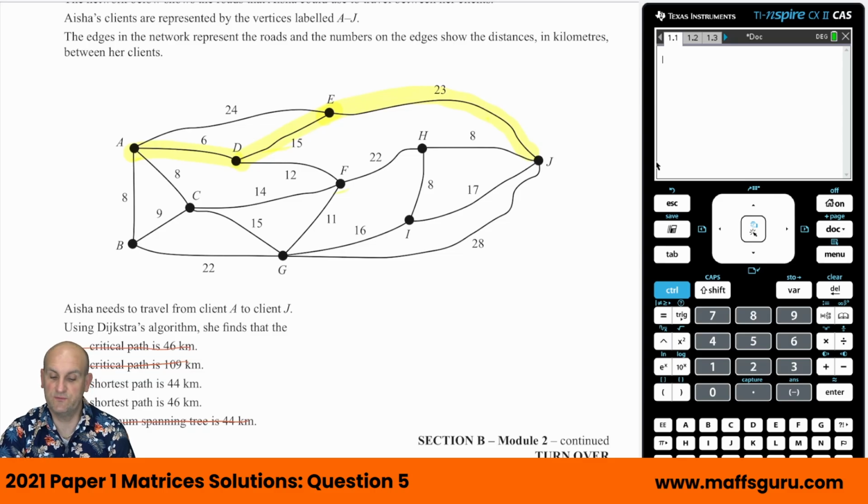All right, well, there we go. So as far as I'm concerned, because I have found a shortest path of 44 kilometers, I am going to circle C as my correct answer and move on. I feel sorry for anybody who actually sat there and did this by using Dijkstra's algorithm. Whoosh.